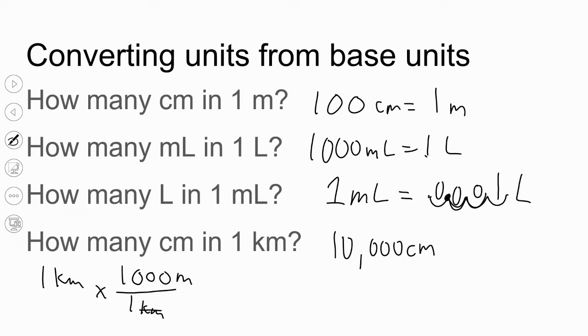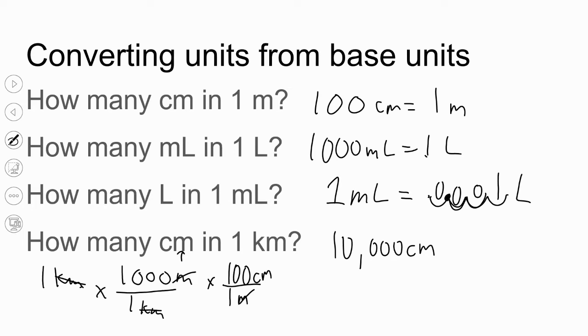So then kilometers on the bottom, kilometers on the top. Now we're in meters. And one more thing, what do we need to do? We need to go from meters to centimeters. So we know there's 100 centimeters for 1 meter. So 1 meter is 100 centimeters. Then we'll get 10,000 centimeters. Okay. Questions on that one? We're doing okay?